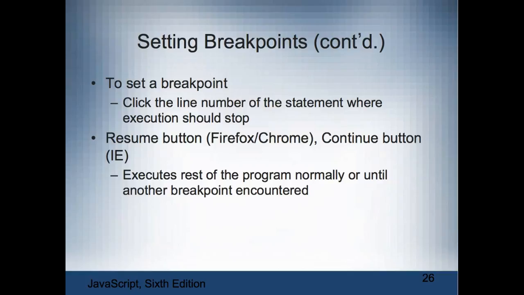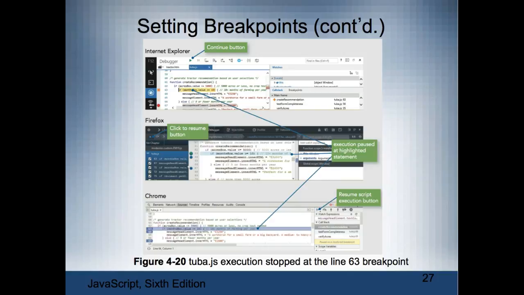To set a breakpoint, click the line number of the statement where the execution should stop. Then click the Resume button in Firefox or Chrome, or the Continue button in Internet Explorer to execute the rest of the program normally, or until another breakpoint is encountered. Here's an example of breakpoints being set in Internet Explorer at the top, Firefox in the middle, and Chrome at the bottom. Regardless of which browser we're using, the execution of this source code file is stopped at line 63 because of the breakpoint.